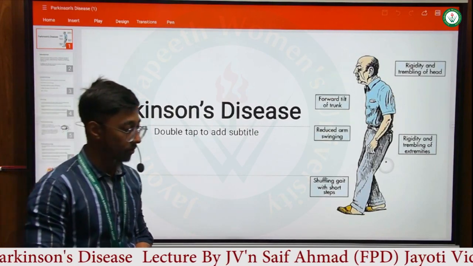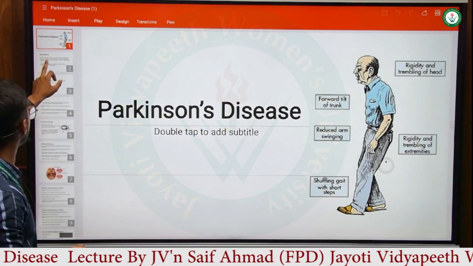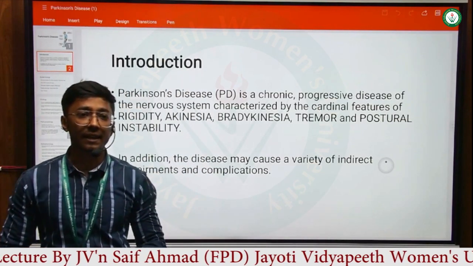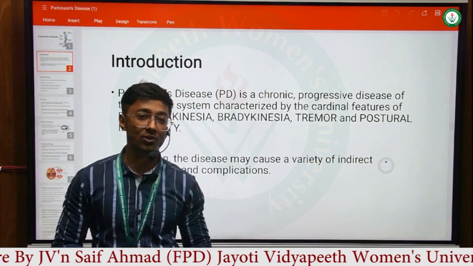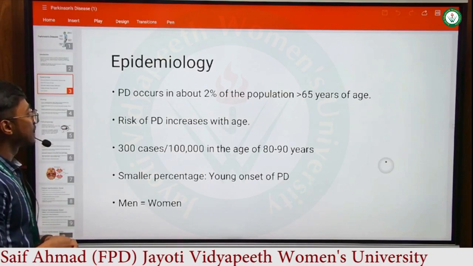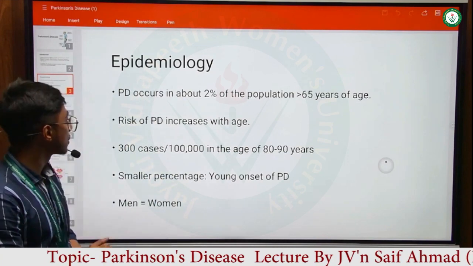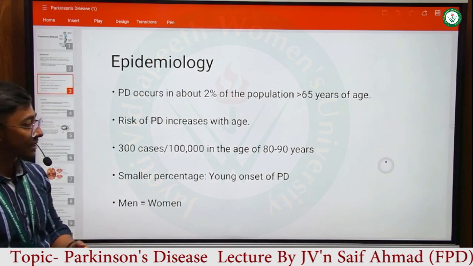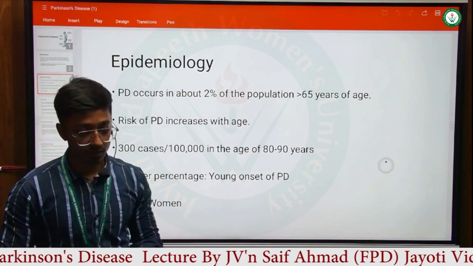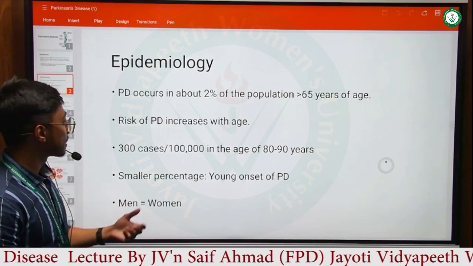Today we are going to discuss the topic Parkinson disease. As we all know, Parkinson is a chronic progressive degenerative disease of the nervous system which is characterized by tremors, rigidity, akinesia, bradykinesia and postural instability. Parkinson disease occurs in about 2% of the population more than 65 years of age. The risk increases as we grow older. There is an equal occurrence in men and women, and a smaller percentage in younger onset.